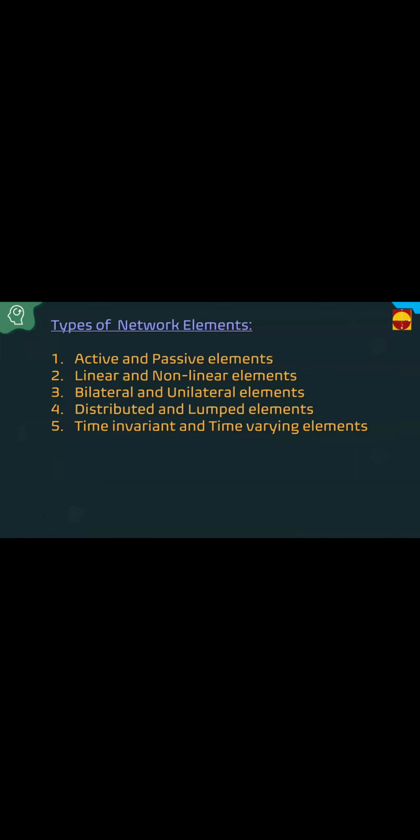One more important topic within the fundamentals of electrical circuits is the types of network elements. We know that the network elements are broadly classified into the following types. One is active and passive elements. Another is linear and non-linear elements, bilateral and unilateral elements, distributed and lumped elements, time invariant and time varying elements.